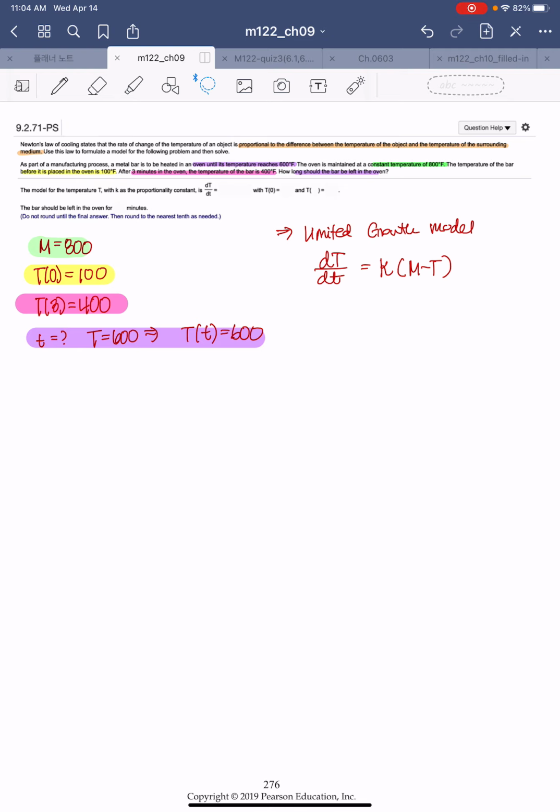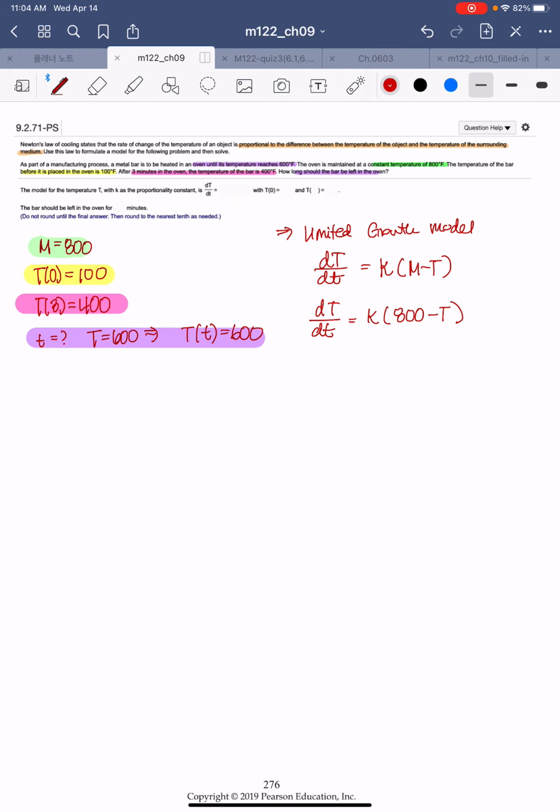So let's do the traditional method. This is going to take a little while because we have to do everything by hand. So let's go through the entire problem doing by hand. Let's replace a couple things that we know of. I know my m value, so I'm going to replace that. So dT/dt is equal to k times 800 minus T.